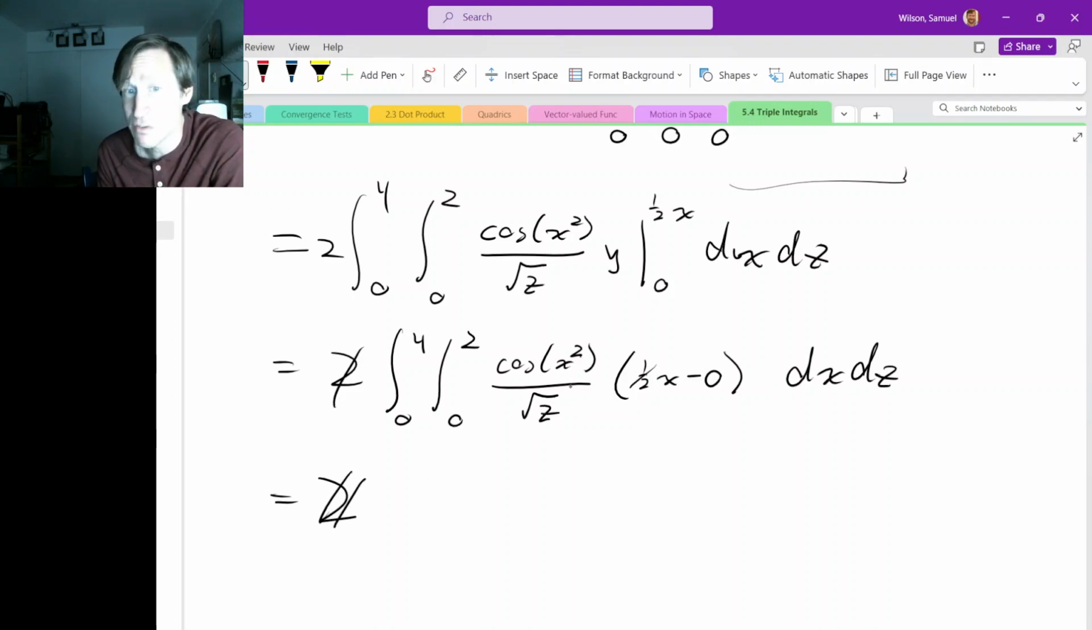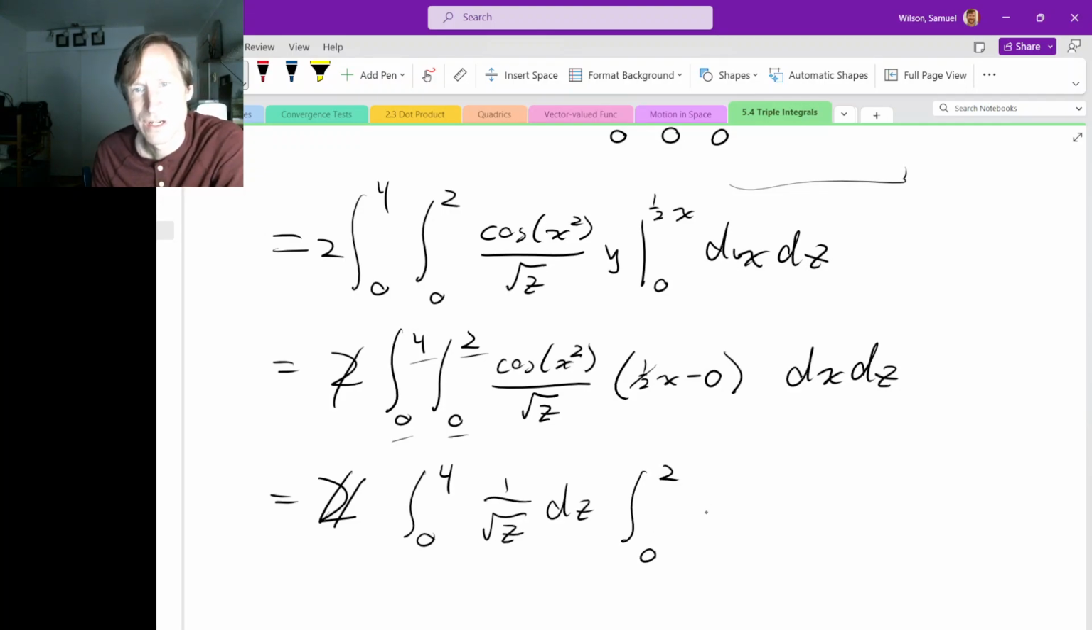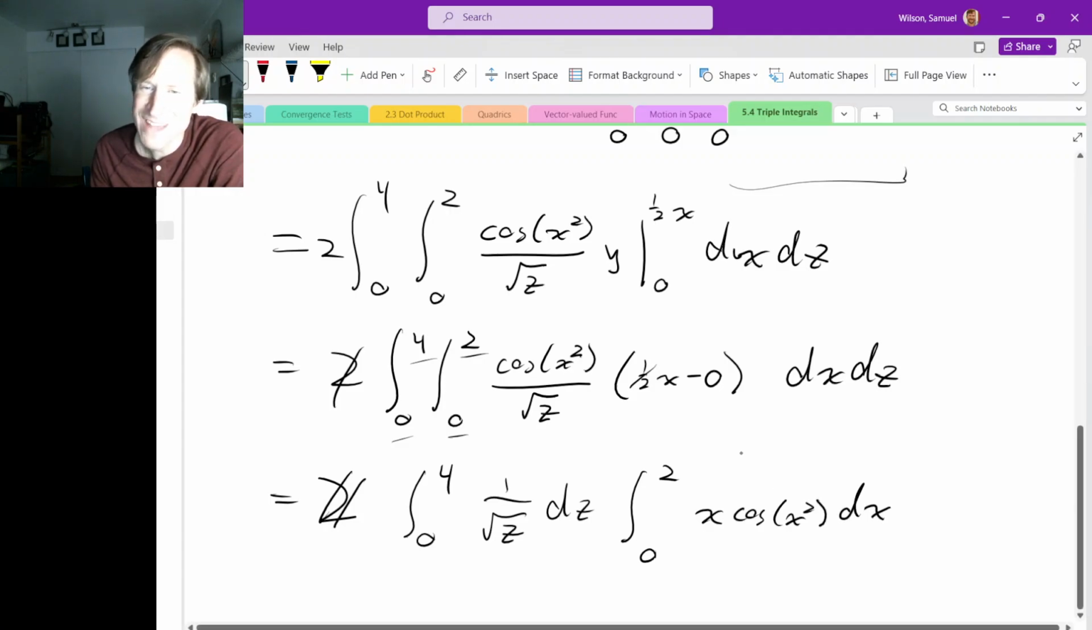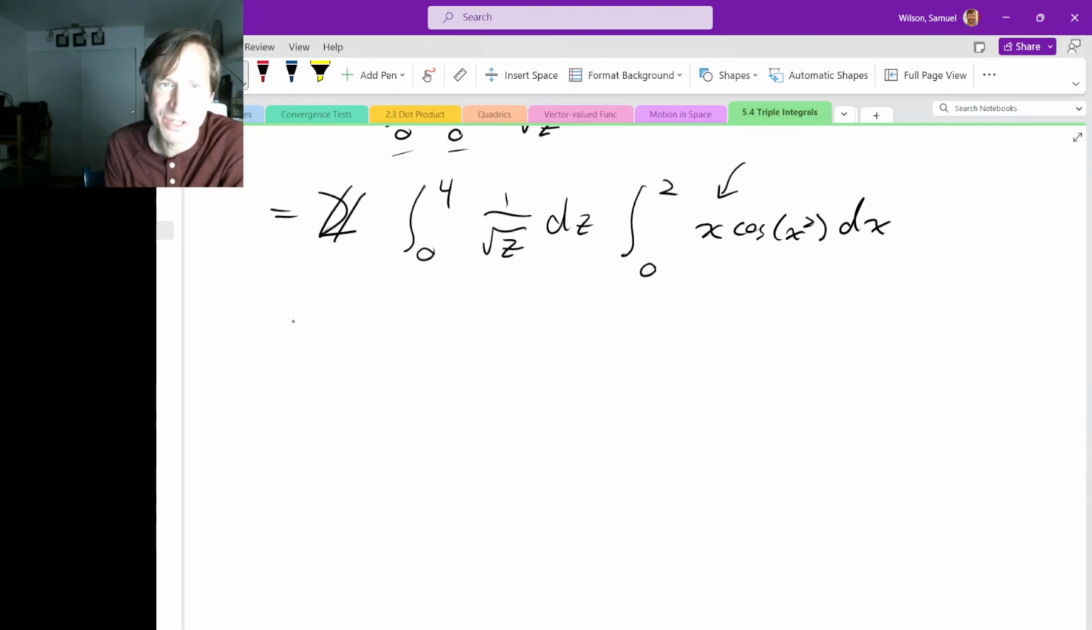And our integrand is a product of a function of x and a function of z. And our bounds, now that we've taken care of that inside integral, are all constants. So now we can separate the integral. So integral from 0 to 4, 1 over square root of z dz times the integral from 0 to 2 x cosine x squared dx. And of course, having this x on the outside in our x integral makes all the difference, because now a u substitution will let us compute that integral.